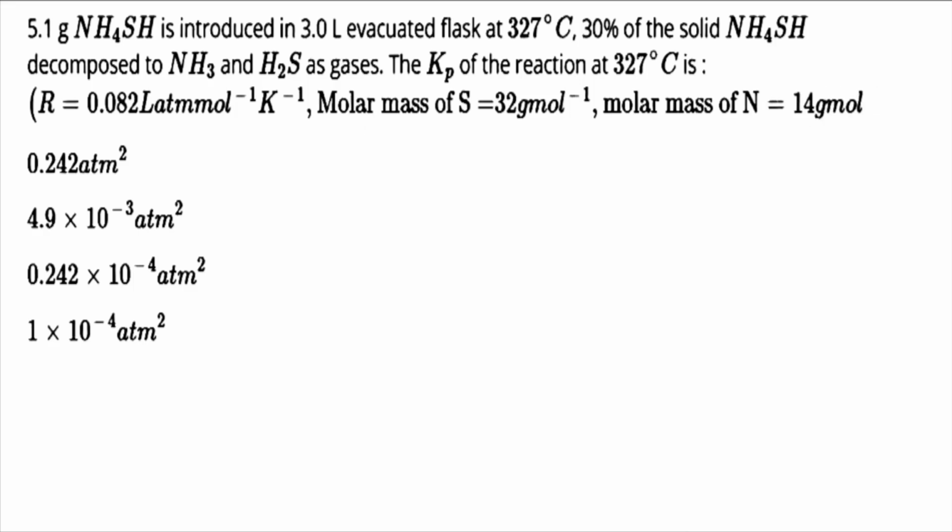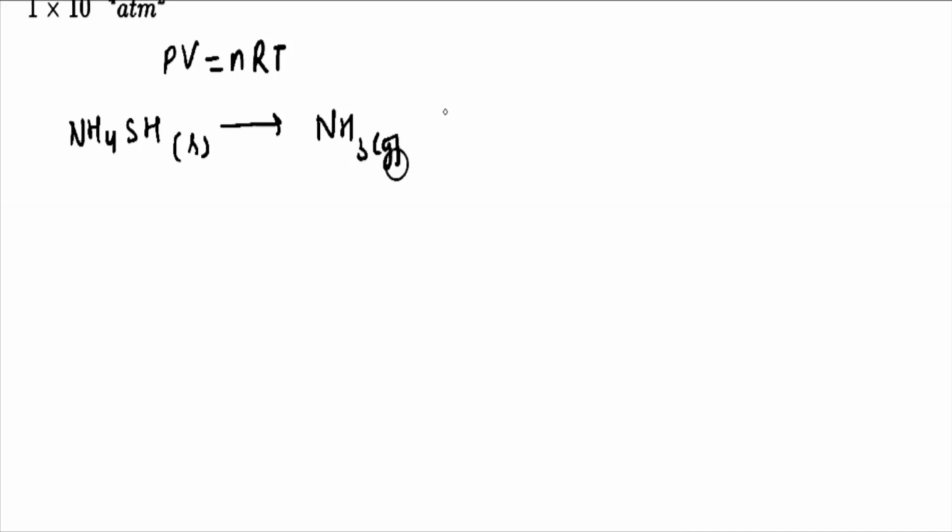Okay. Here we can use the formula PV equal to nRT, where P is pressure, V is volume, n is number of moles, R is gas constant, T is temperature. Decomposition reaction of NH4SH is as follows: NH4SH decomposes into NH3 gaseous plus H2S gaseous.